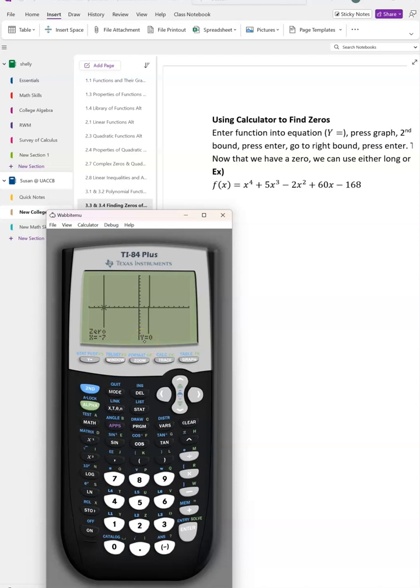And we want to do it for the next one here. So we'll just do second trace, go down to 0, and then we have to watch our bound again here. And it looks like we're close to positive 2. We want to go left bound so it's below it, so I'm going to leave it there. And then I'm just going to go above it there. And it is 2. So we see that negative 7 and 2 are 2 of our zeros.